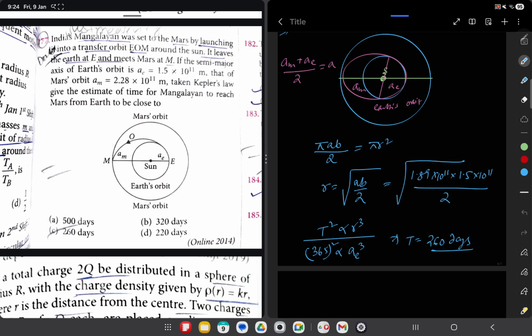You all might be having a confusion like why this is the minor axis. Let's see, the satellite is projected in this way. Let's assume the satellite is projected in this way.